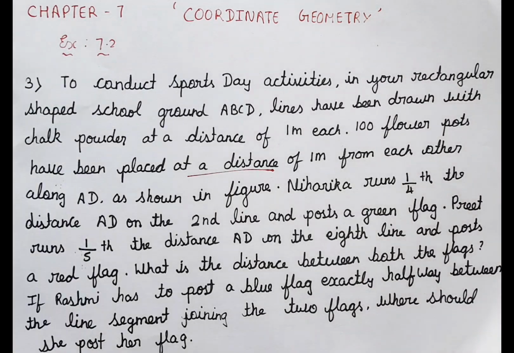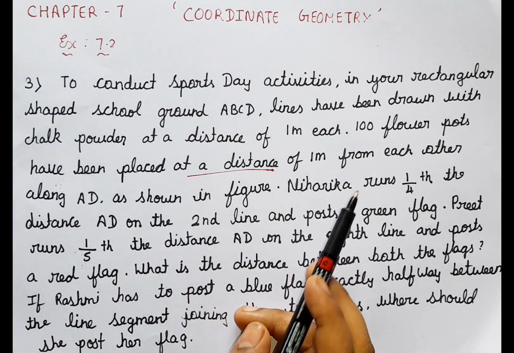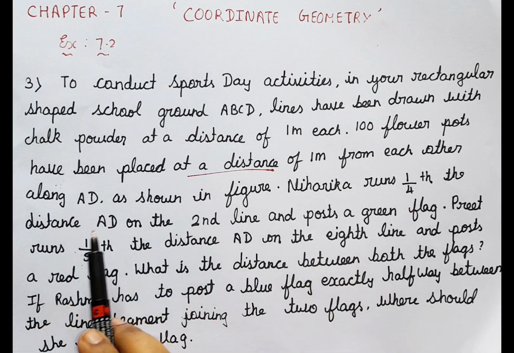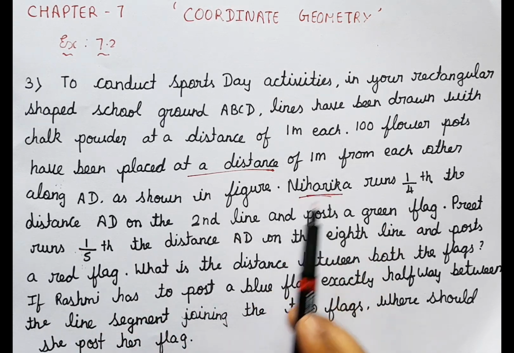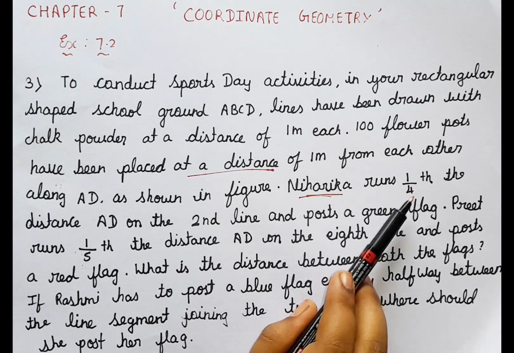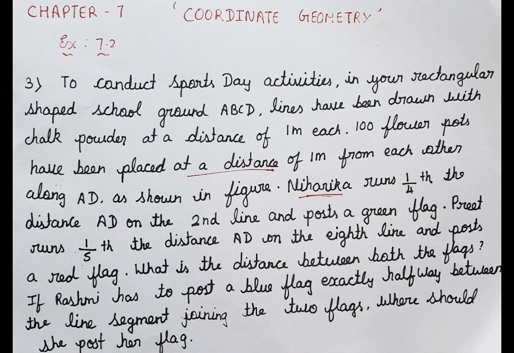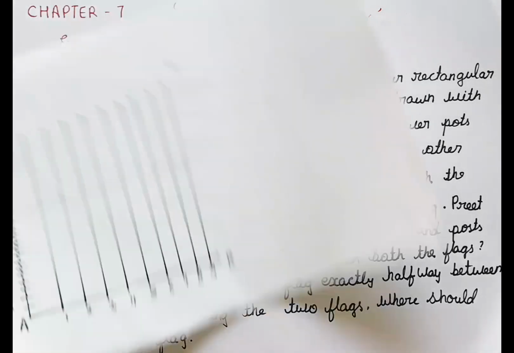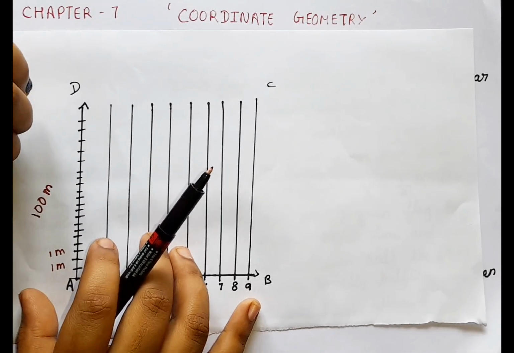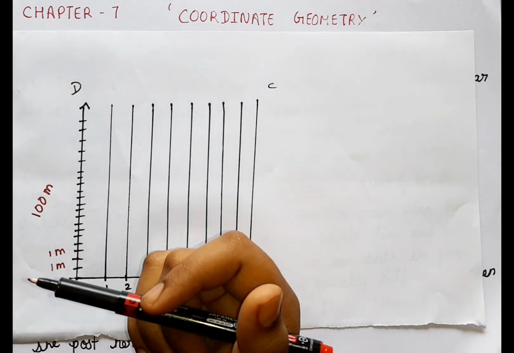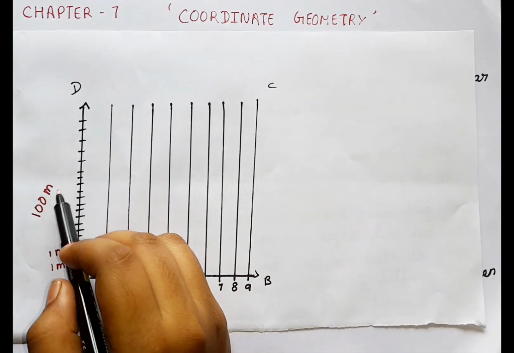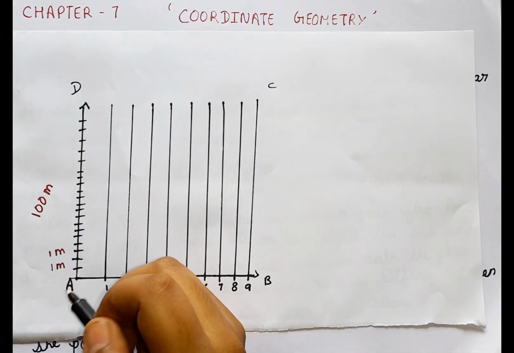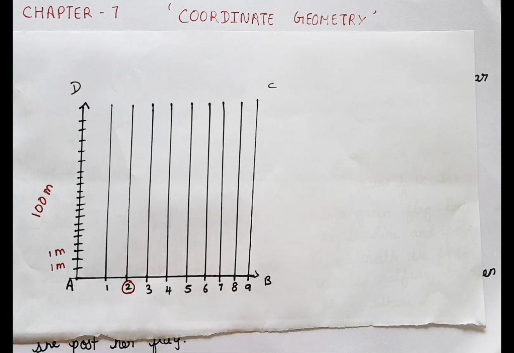Okay, now let's read further. As shown in the figure, Niharika runs 1/4 the distance AD on the second line and posts a green flag. So there is a girl named Niharika. She runs 1/4 the distance. What is the meaning of 1/4 the distance? Let us understand here. So between A and D, she runs 1/4 the distance, on the second line.